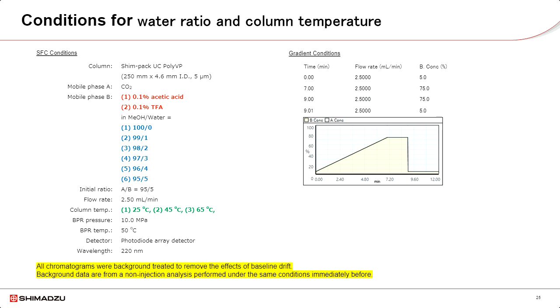Here is a summary of conditions for the water ratio and column temperature experiments. And again, the screening gradient from 5 to 75% was used at 2.5 mL per minute of total flow.